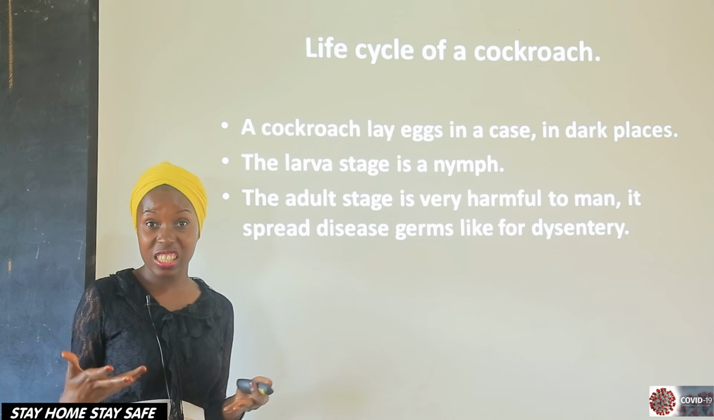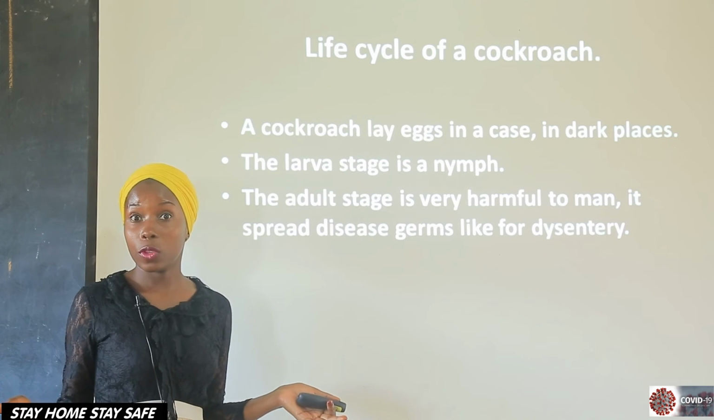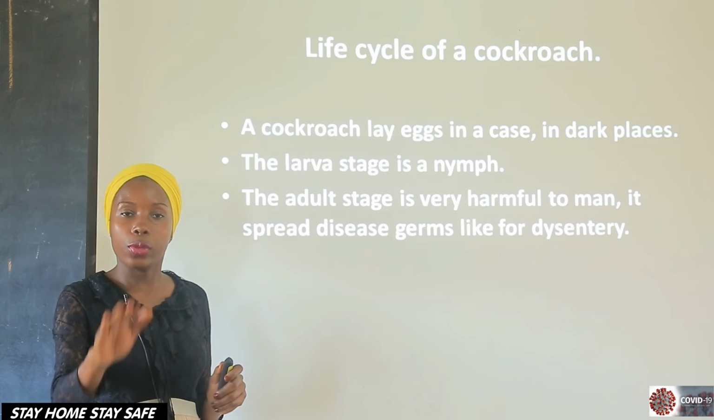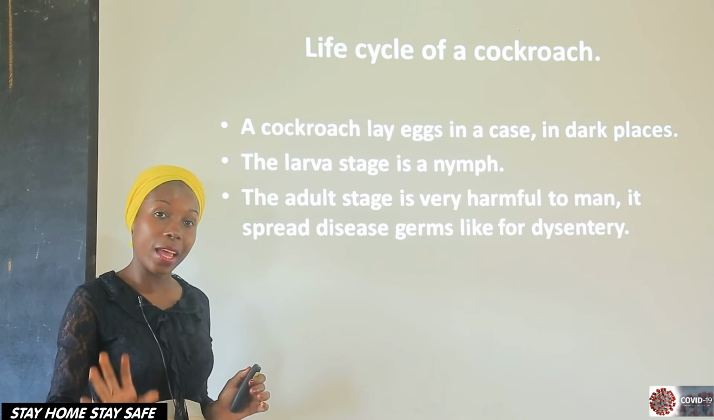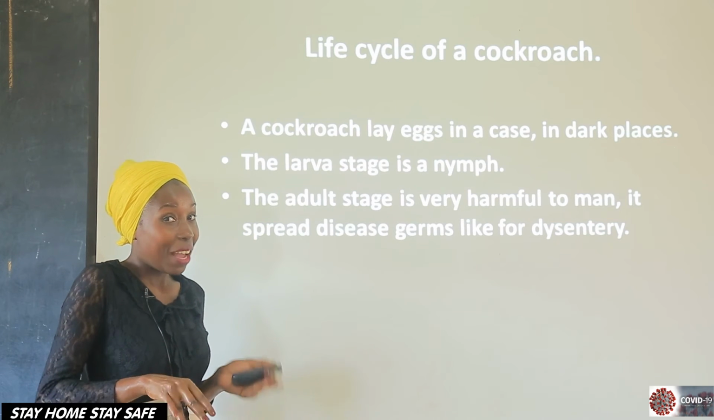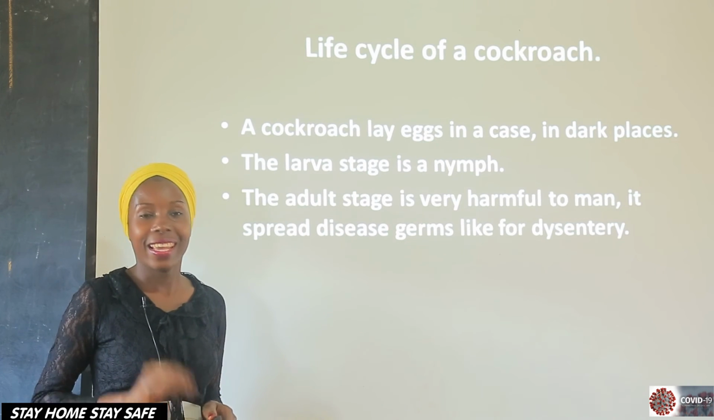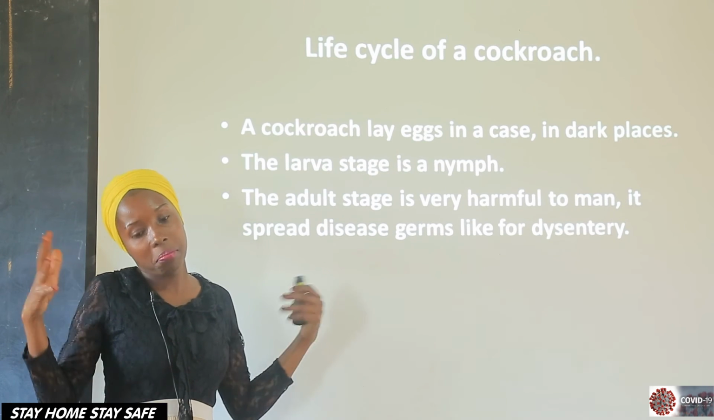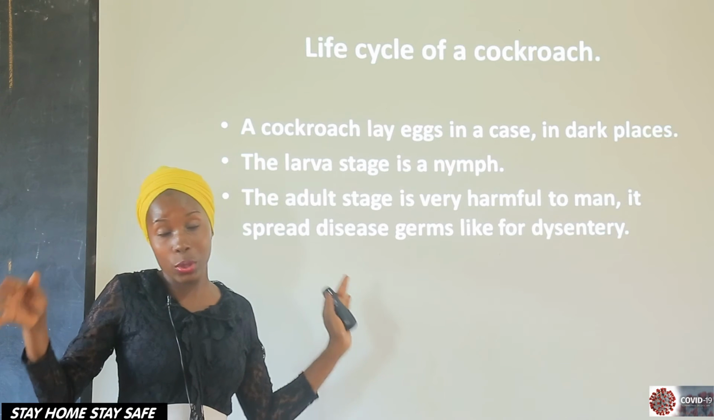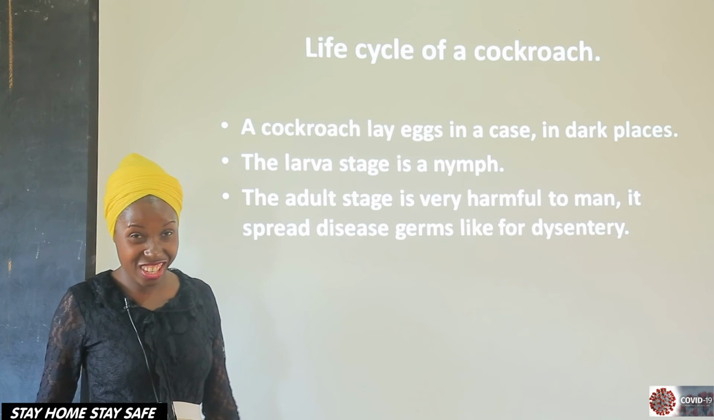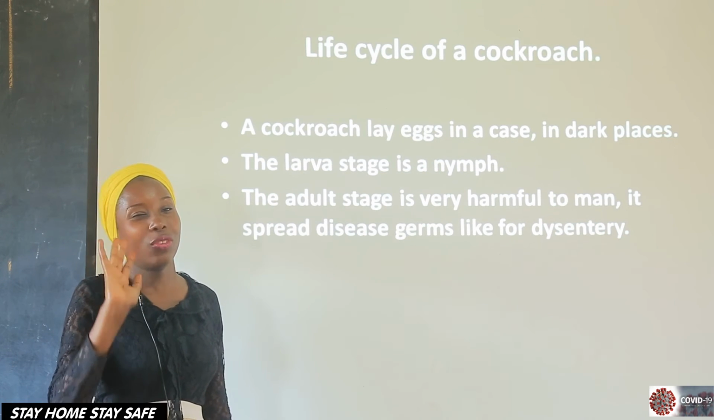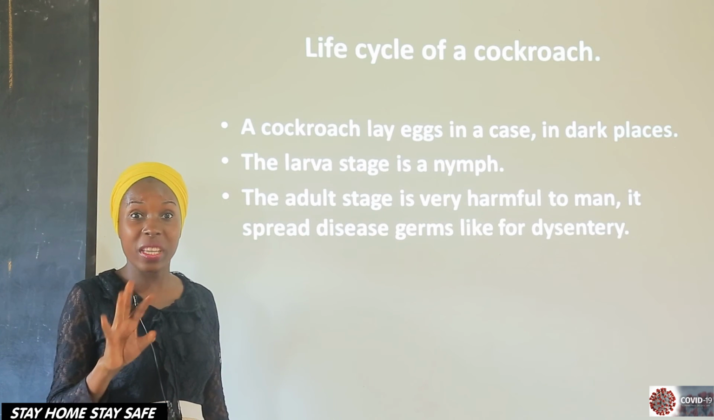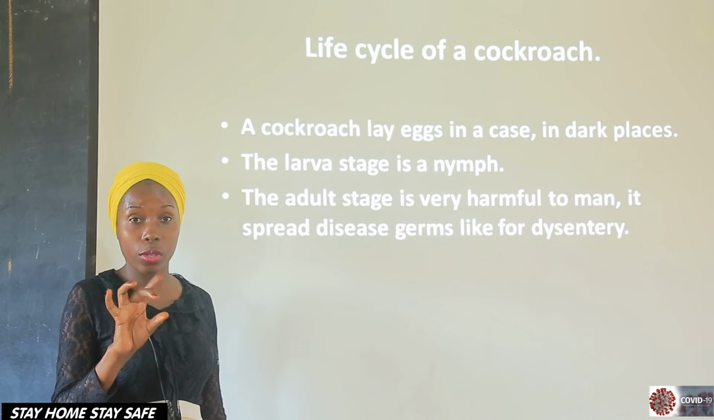After all, the place is dark, you won't be able to see it, and the eggs will be okay. So it will lay the eggs right there and keep them there. Before you know it, the eggs have hatched into the nymph. Those are the baby cockroaches. And then afterwards, the baby cockroaches will grow into the mother cockroaches or the adult cockroaches, which are very destructive, which are very dirty. And then they will start crawling out, mainly at night.